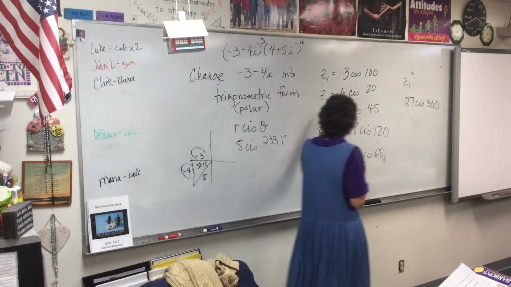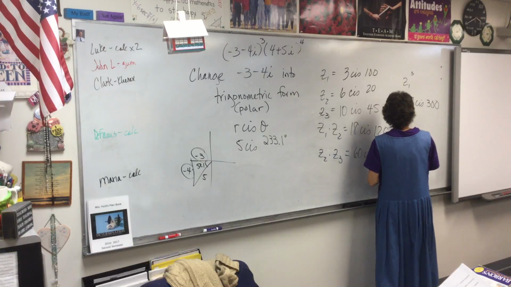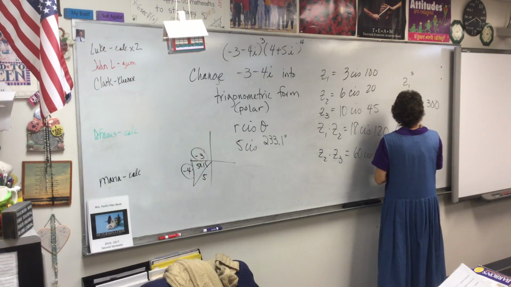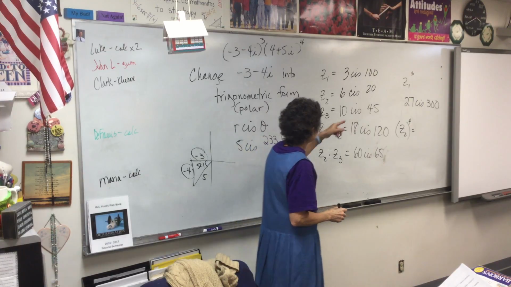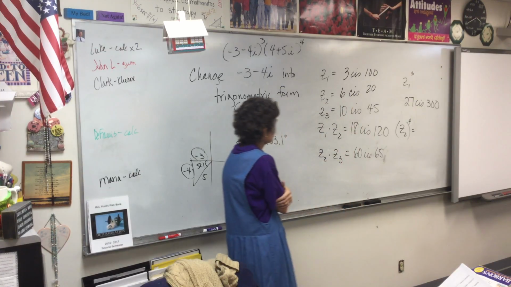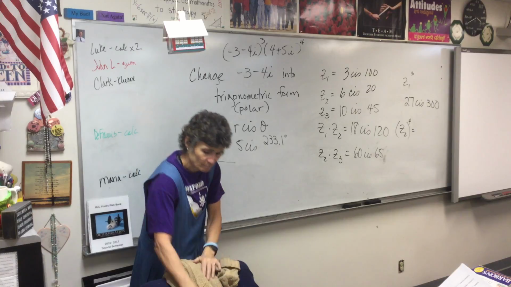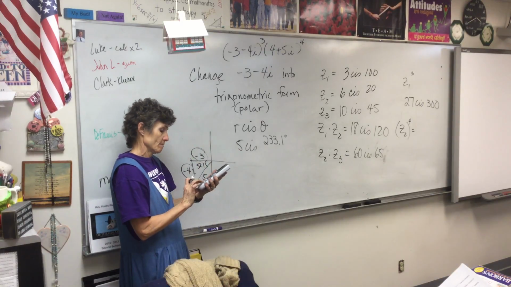What about, let's practice one more. What's Z sub 2 to the 4th? Could you figure that out? That's kind of a big number, but I think you can figure it out. What would that be? Z sub 2 to the 4th power. Might be the calculator.